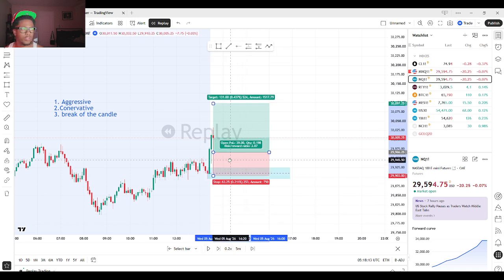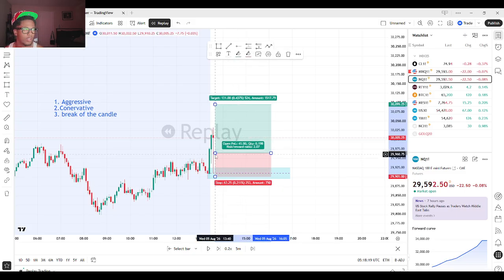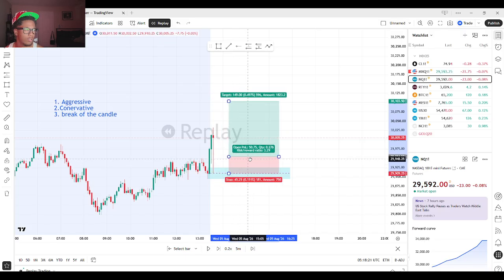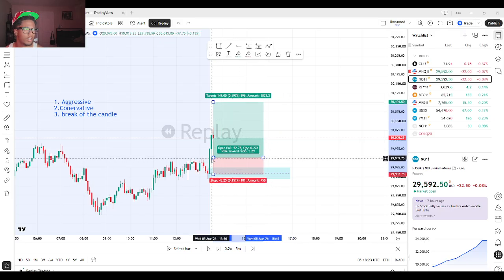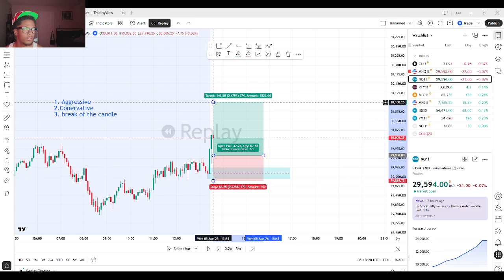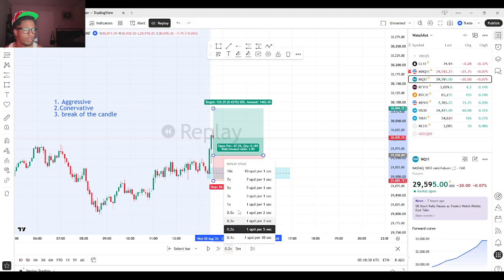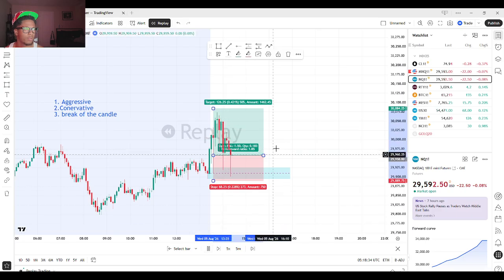So aggressive entry would be you entering the trade as soon as it taps your zone, without waiting for confirmation that you want to go higher. So let's say, boom, as soon as it tapped the zone, you got your entry here. Boom, stop loss here above this level, and you're aiming for whatever you're aiming for. Then if we press play, you just see how the trade plays out.